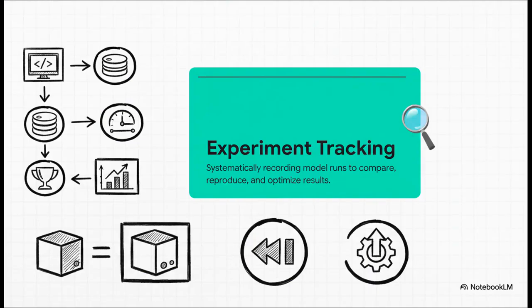So when we say experiment tracking, what do we really mean? It's pretty simple, actually. It's just a systematic way of recording everything about a model run. And I mean everything: the code, the data, the parameters, the metrics you get, and of course, the final results. The goal is super clear. You have to be able to compare, reproduce, and ultimately optimize your work. Anything less is just guessing.